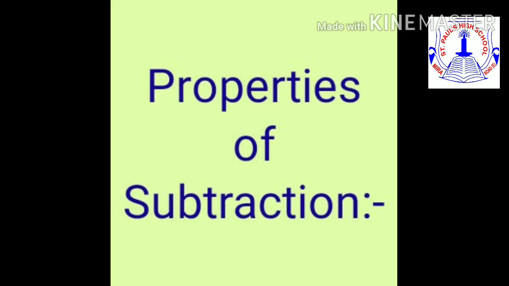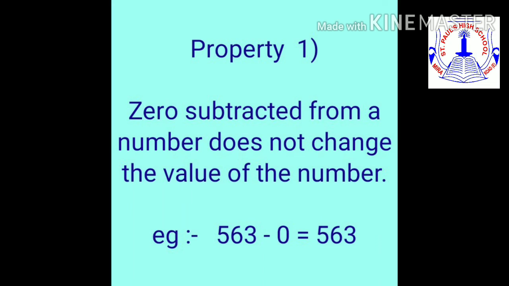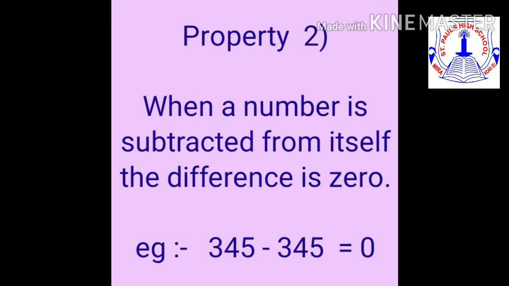Properties of subtraction. First property, 0 subtracted from a number does not change the value of the number. Example, 563 minus 0, which is equal to 563. Second property of subtraction. When a number is subtracted from itself, the difference is 0. For example, 345 minus 345, which is equal to 0.